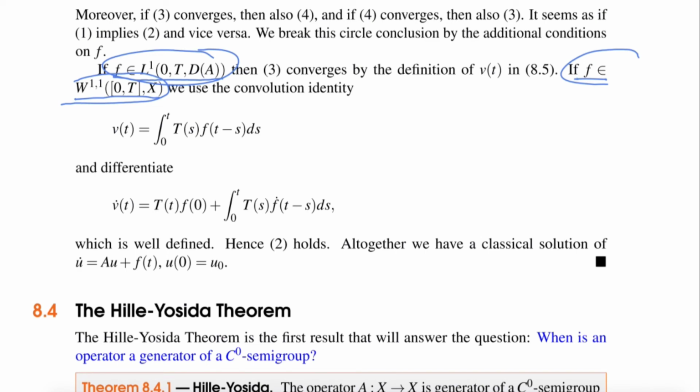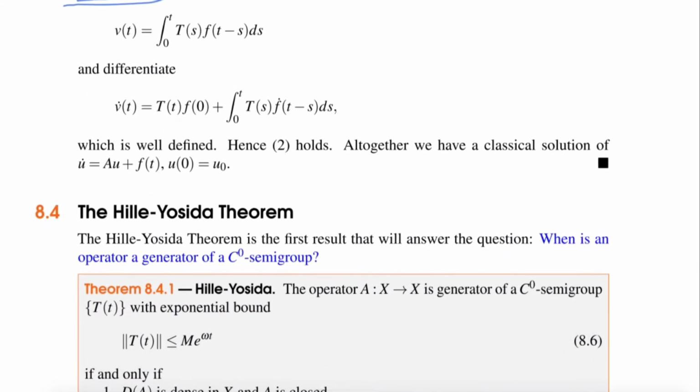The Hille-Yosida theorem is probably the most important theorem in this entire chapter, and in the name Hille-Yosida there's no n missing, I'm sorry, it's really Hille-Yosida. So this answers the question, when is an operator generator of a semigroup? So given A, when does this actually generate a semigroup?